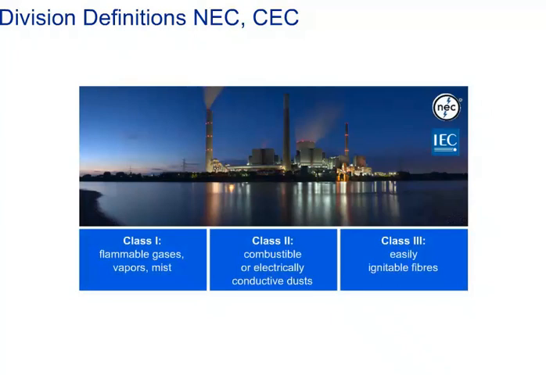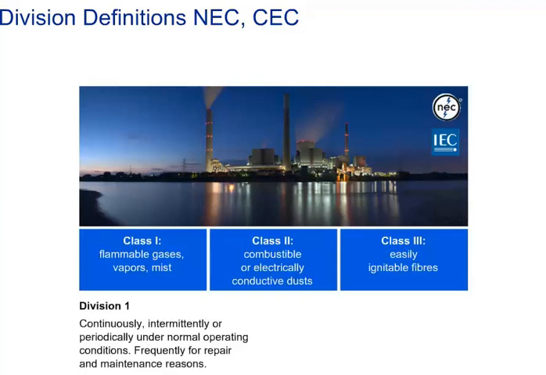In North America, hazardous locations are separated into three classes or types, based on the explosive characteristics of the materials. Class 1 covers flammable gases, vapors and mist. Class 2, combustible or electrically conductive dusts. And Class 3, easily ignitable fibers. The class or type of material is subdivided into divisions, based on the risk of fire or explosion posed by the material. The division system has only 2 levels of hazard, whereas the zone system has 3.